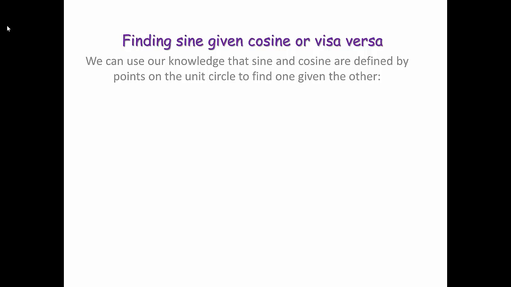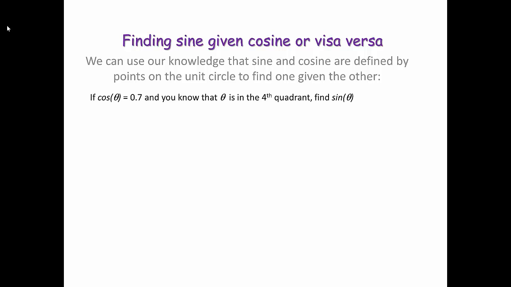Okay, so one thing that we can do when we know a sine is we can figure out the cosine. Or if we know the cosine, we can figure out the sine. So let me do one example about that. Let's say that the cosine is 0.7 and you know that the angle's in the fourth quadrant.